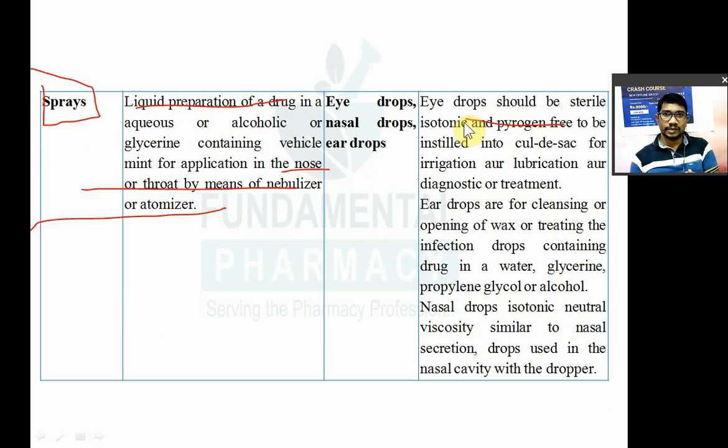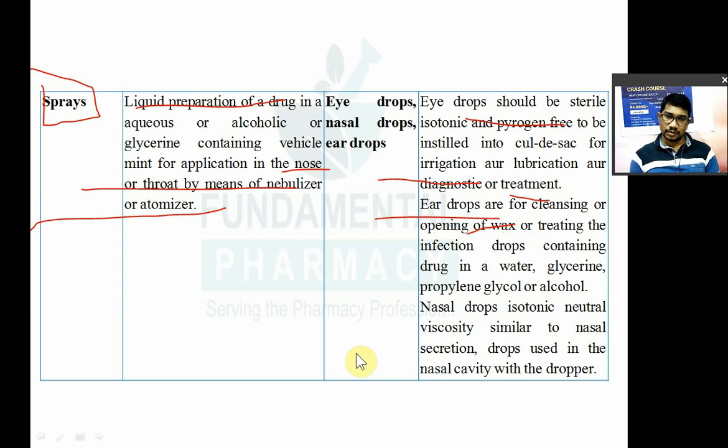Cul-de-sac मतलब आइस का सेक होता है, for the either irrigation purpose or lubrication purpose or diagnostic purpose or treatment. Then airdrop क्या होता है, airdrop they are for the cleansing or removing of the wax or treating the infection. A drop containing drug with in water or glycerin or polyethylene glycol or alcohol base.